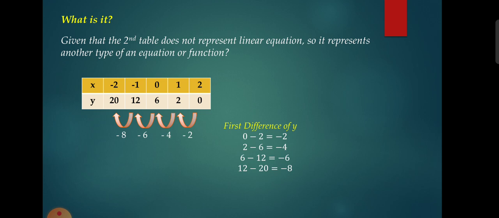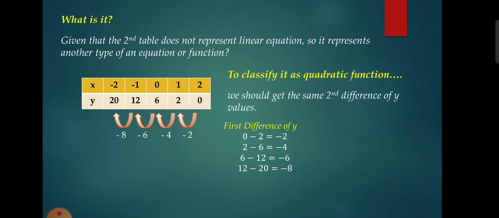But our goal is to identify what kind of equation this table represents. So for us to classify this table as a quadratic function, we should get the same second difference of y values. So how do we get the second difference of y, sir? Okay, negative 8, negative 6, negative 4, negative 2 are the first differences of y. So to get the second difference of y, we will subtract these results from one another.